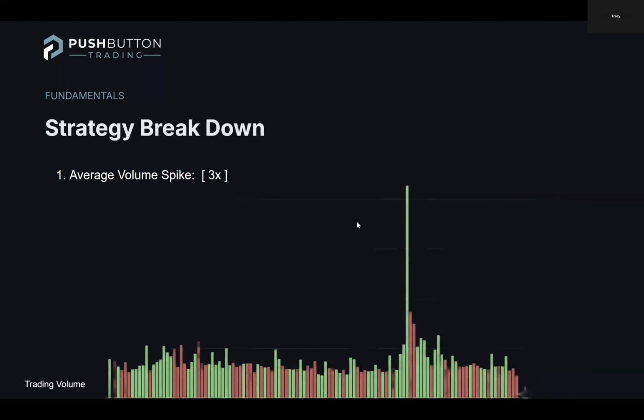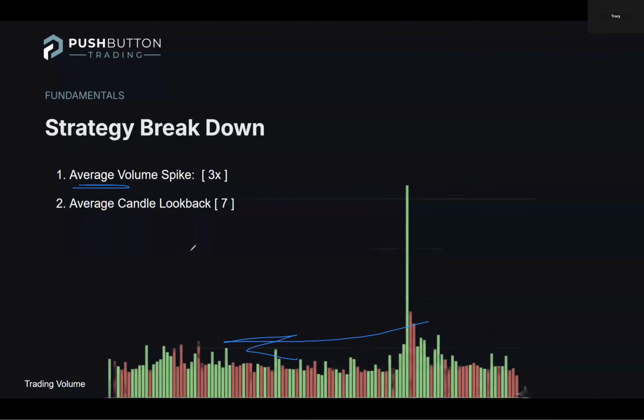And then the next thing we have to define is how far do we look back to figure out what is average, right? We're going to look back 7 candles. So just a handful of candles. And these are all variables. These are things that we can adjust. But ultimately, I want to show you the base strategy, and then we'll show you some real life examples, okay?